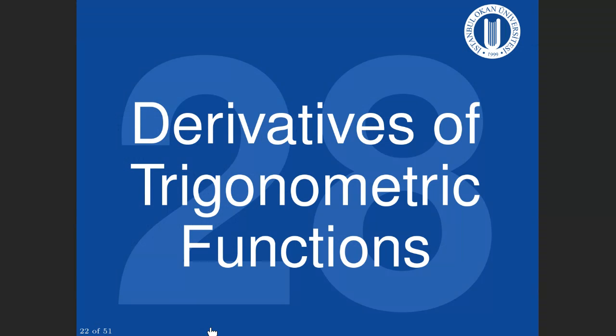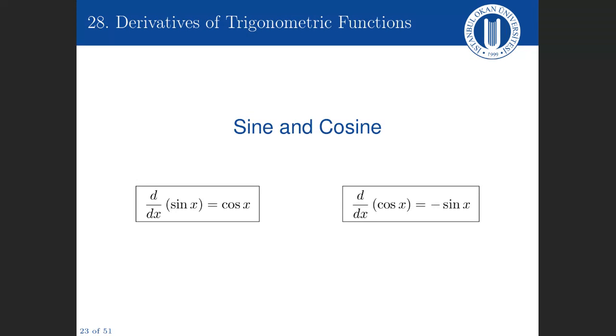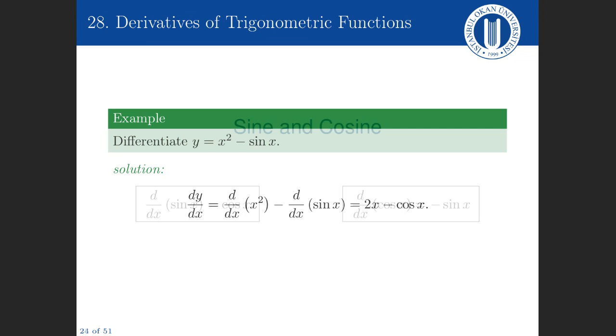We can look at the derivatives of the trigonometric functions. Two rules to memorize. The derivative of sine is cos, and the derivative of cos is minus sine. For example, differentiate x squared minus sine x. The derivative of x squared is 2x, and the derivative of sine x is cos x. So the answer is 2x minus cos x.